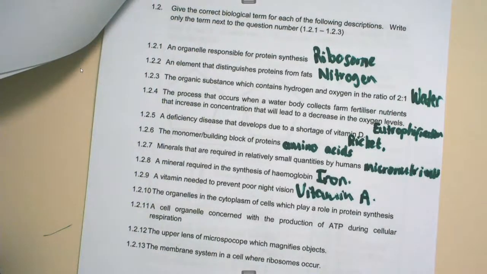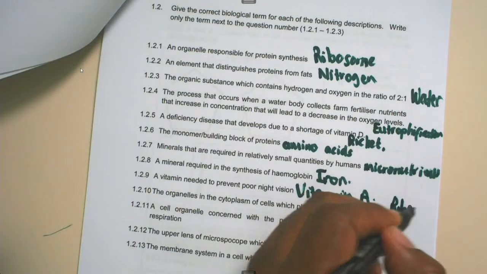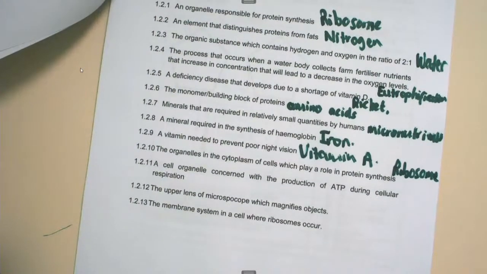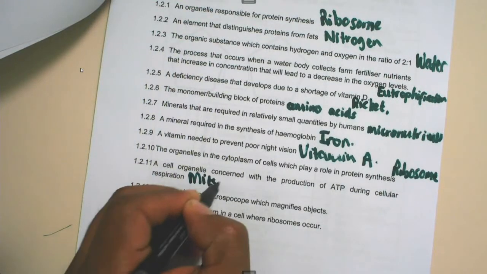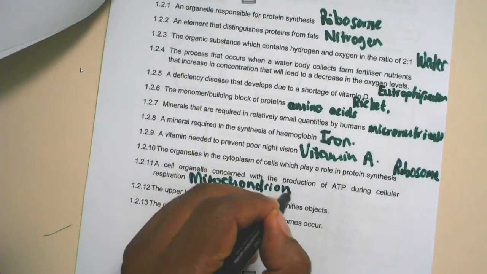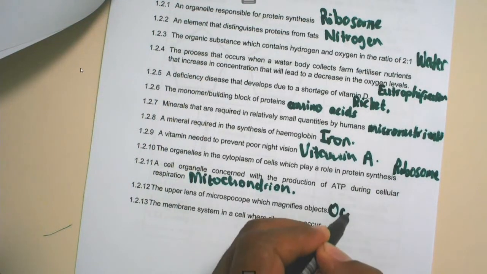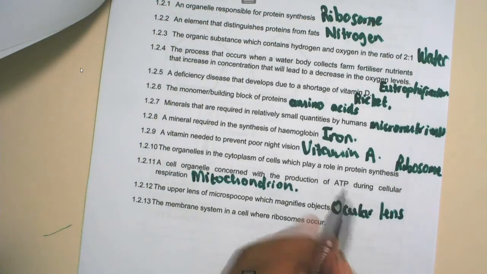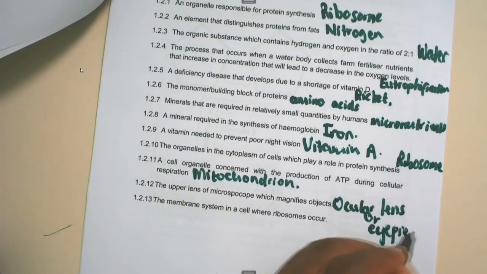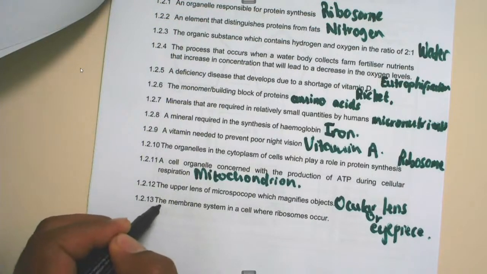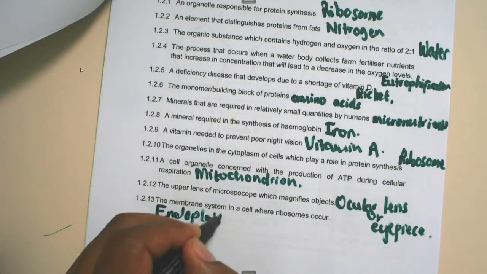And then organelles in the cytoplasm of the cell which plays a role in protein synthesis. This will be ribosome. A cell organelle concerned with the production of ATP during cellular respiration. This will be the mitochondrion of a cell. The upper lens of a microscope which magnifies an object is ocular lens or eyepiece. The membrane system in a cell where ribosomes occur, they occur on the endoplasmic reticulum.